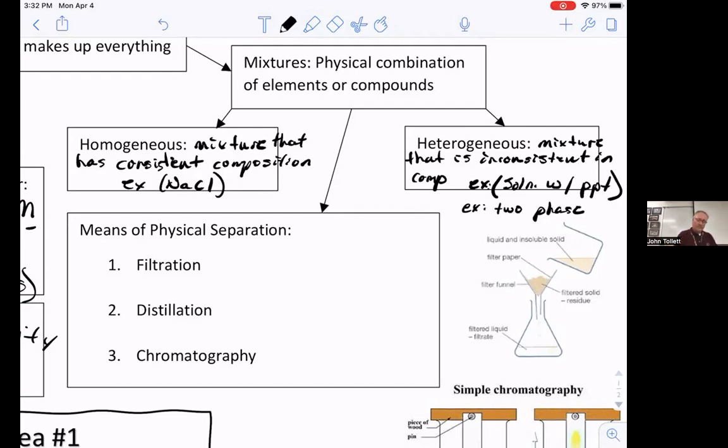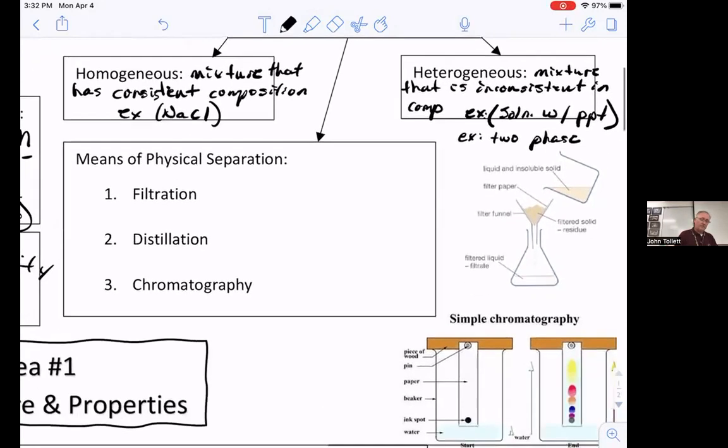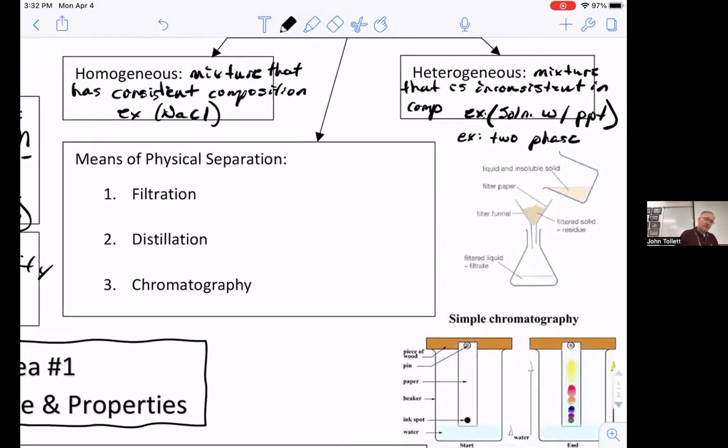So there are some ways to separate mixtures. One of them is filtration. You're separating the solid precipitate from the solution. So this would be used to separate a precipitate from solution. One of the ways we do this is by gravimetric analysis. You could also use vacuum filtration, which would be fine.